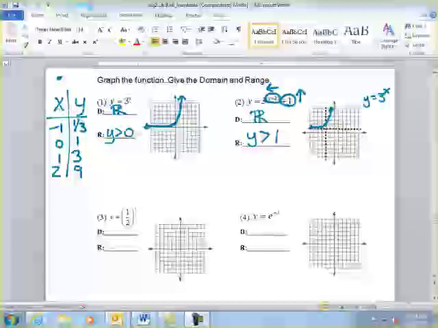Number 3, we'll begin by making a chart. (1/2) to the -1 is 2. A -1 power gives us a reciprocal. Anything to the 0 power is 1. So the first is itself, and 1/2 squared is 1/4, 1/2 times 1/2. So we plot these points.